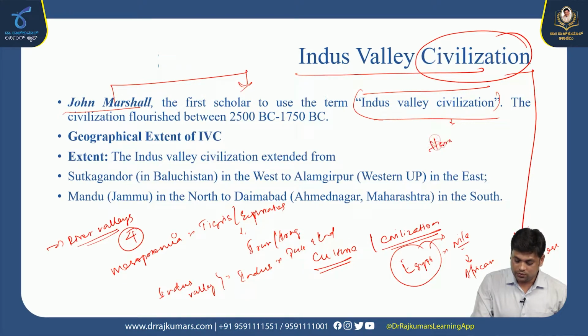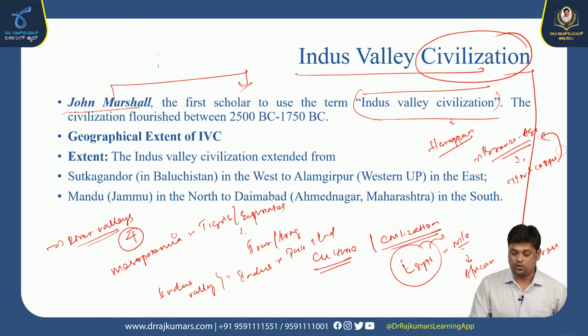Harappan civilization, because Harappa is the first city discovered in the Indus Valley. Next one is Bronze Age civilization, because the Indus Valley people came to know about using tin plus copper, they can make the strong metal known as bronze, because the first metal used by man in India was copper.